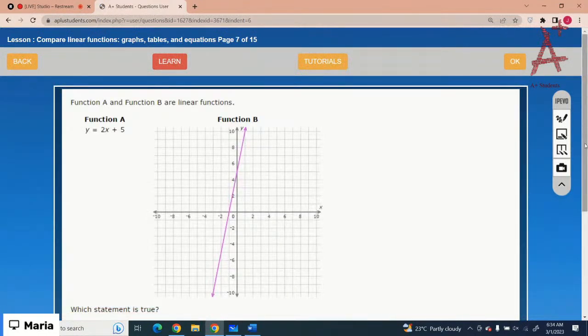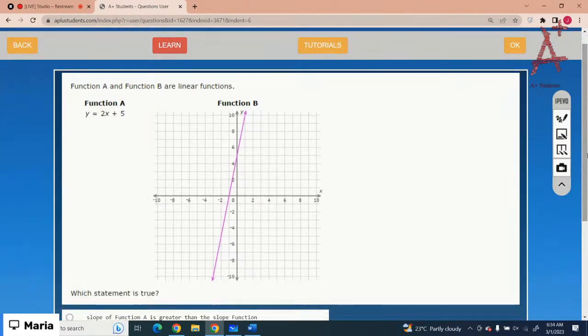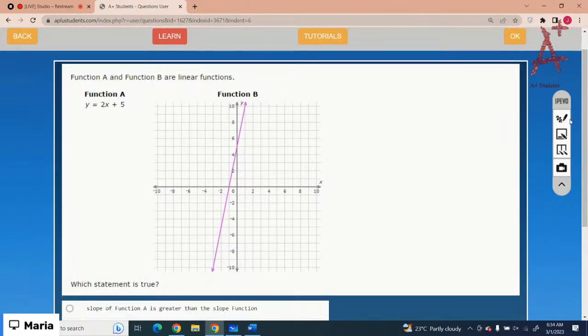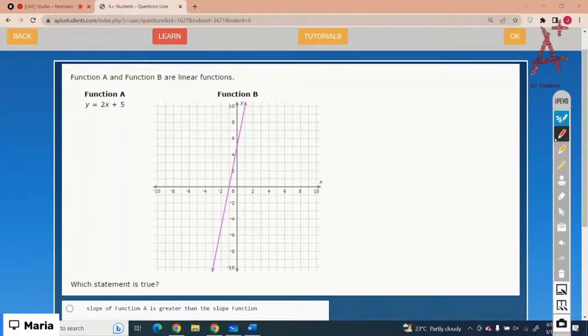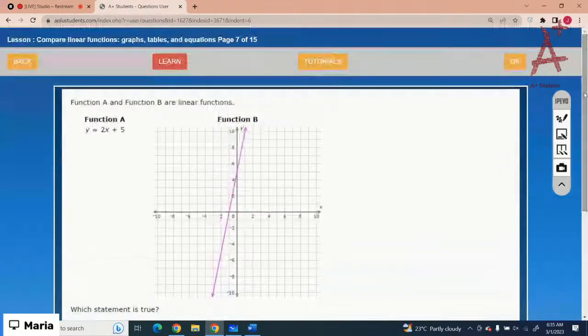Okay, the next one. Which is the correct option? Slope of function A is 2. And the slope of function B is 1, 2, 3, 4. 4 over 1, it would be 4. So which option is the correct one? Slope of function A is less than slope of function B. Got it?